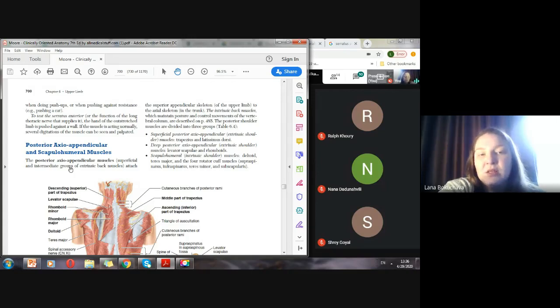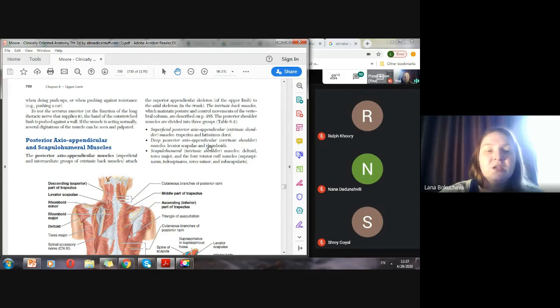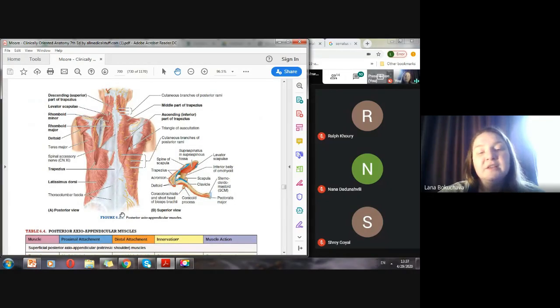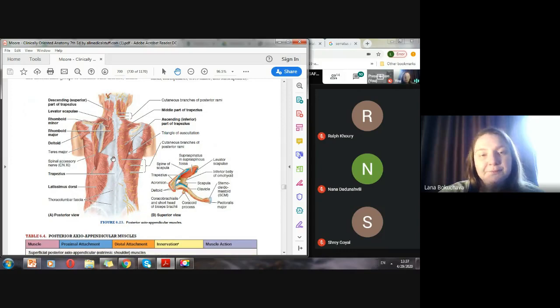So what is interesting in this case is that in the case of these muscles, we can make the subdivision according to their attachment and function. So you can see that we do have the superficial posterior axio-appendicular muscles, and mainly here we have only two types of muscles. These are the trapezius, as you can see here, as well as the latissimus dorsi here, or on the second side, which is better seen in this region. Do you see? This is the latissimus dorsi muscle.